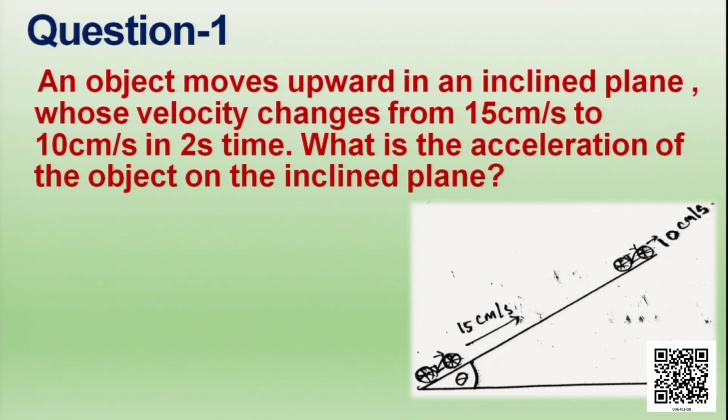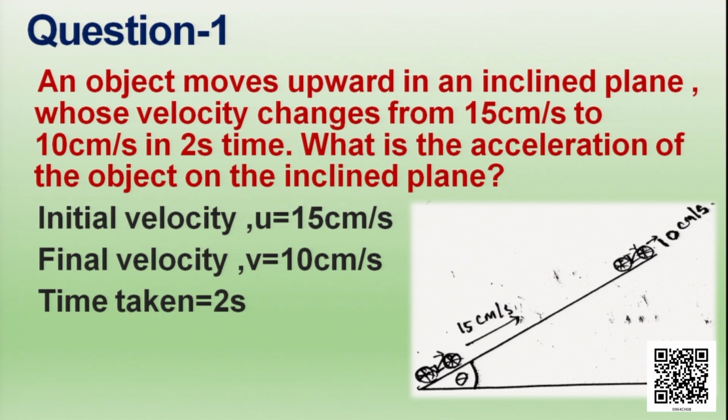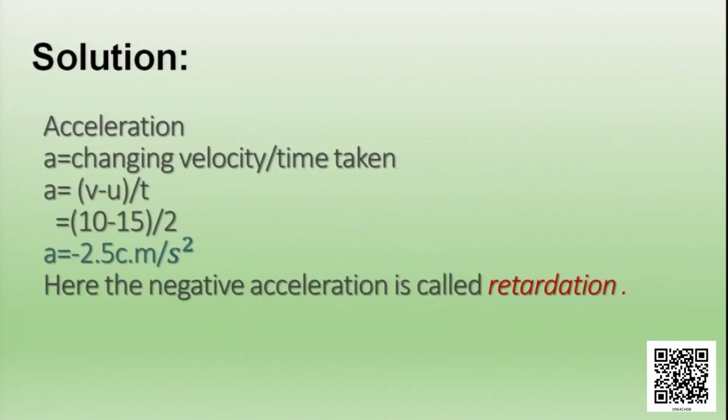Just now I was citing the example of a ball rolling down on an inclined plane. But here the object is moving upward on the inclined plane. So see, the velocity change takes place from 15 centimeter per second to 10 centimeter per second in a 2 second time interval. So what is the acceleration of the object in this case? Well, I have mentioned initial velocity u equal to 15 centimeter per second, final velocity v equal to 10 centimeter per second, time t is equal to 2 seconds.